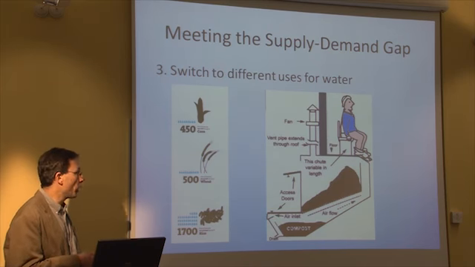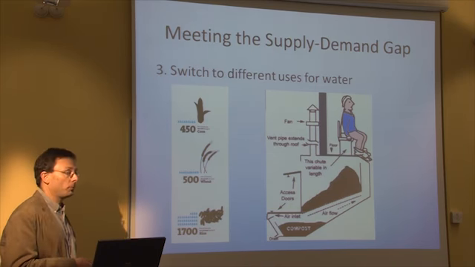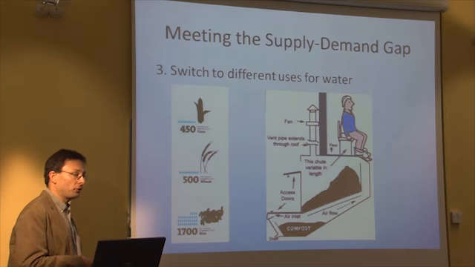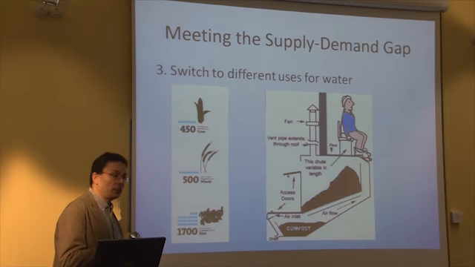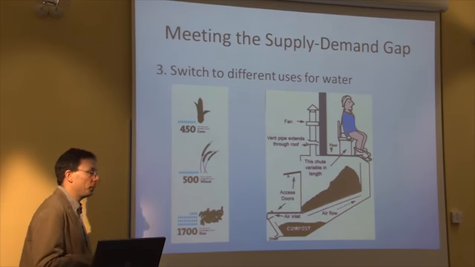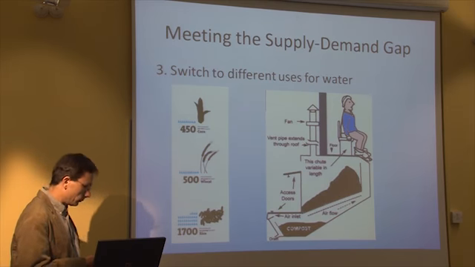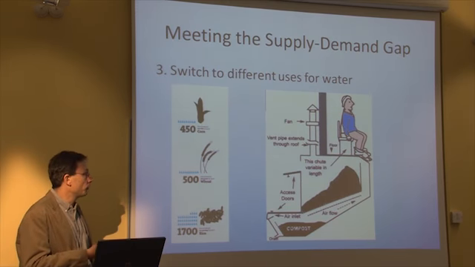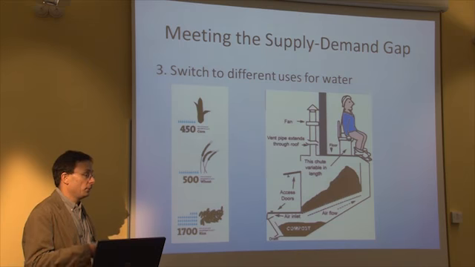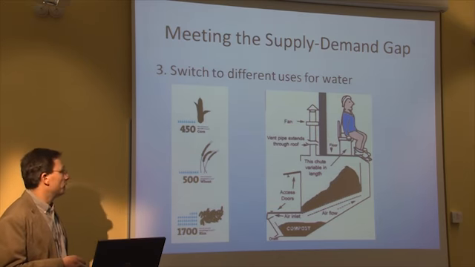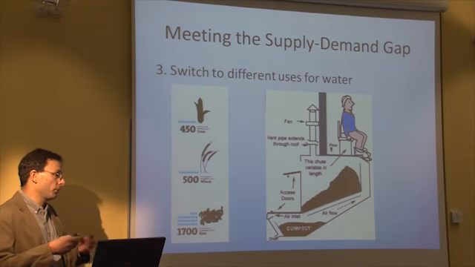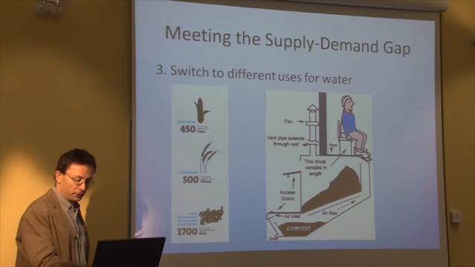And there's no reason why one can't have composting toilets, apart from the fact that there are many cultural reasons why people are used to using water to treat their personal waste. It doesn't have to be the case. There are many other examples of substitutions in the way that water is used, that can essentially take water use out of that supply-demand gap.